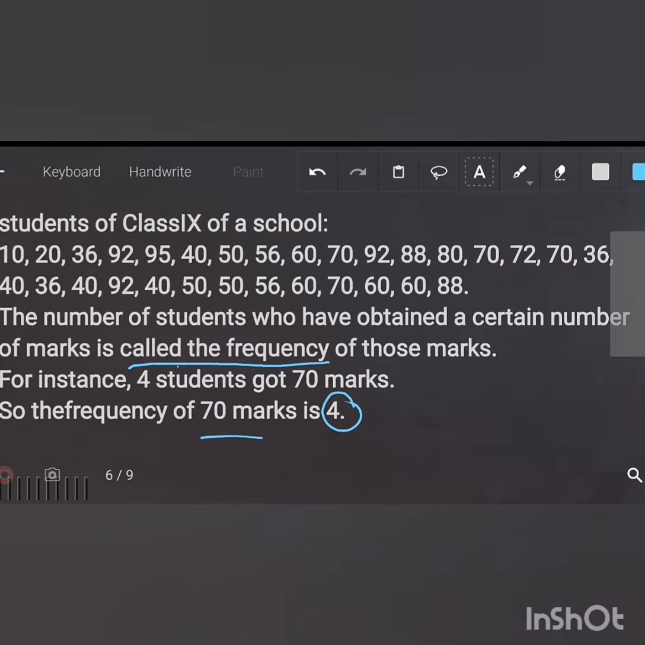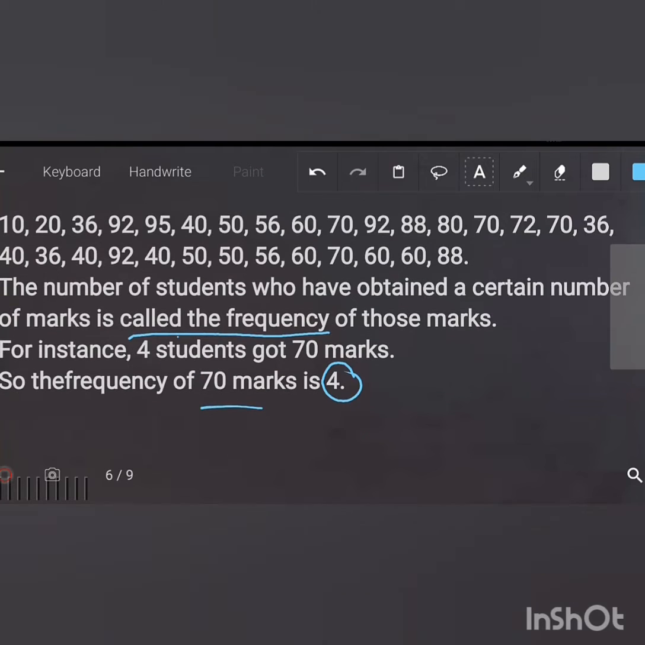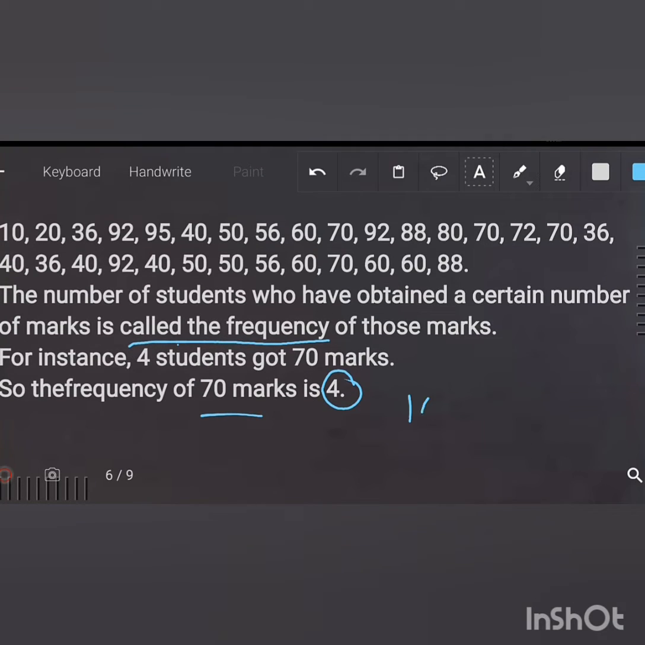Now let us take one more number. Let us take 10 marks. How many students are there for 10 marks? Only one student got 10 marks, so the frequency of 10 marks is 1. Now let us see for 20. Here 20 marks also got only one student, so the frequency is 1.